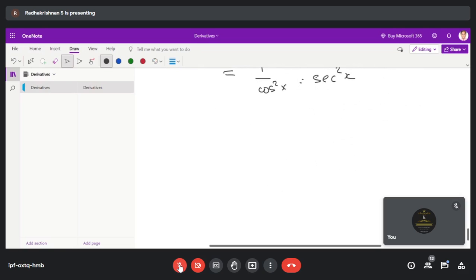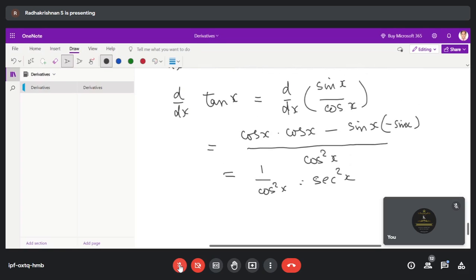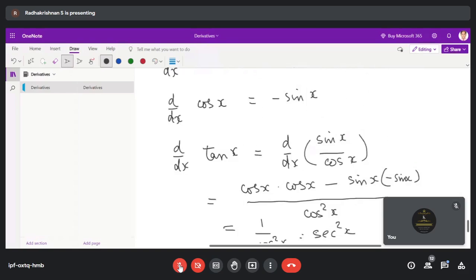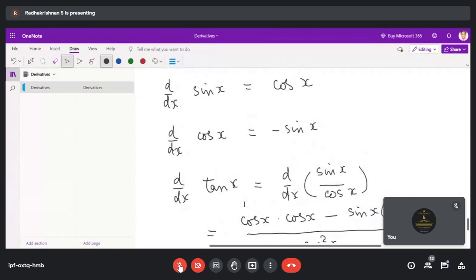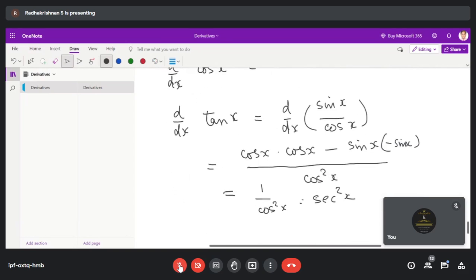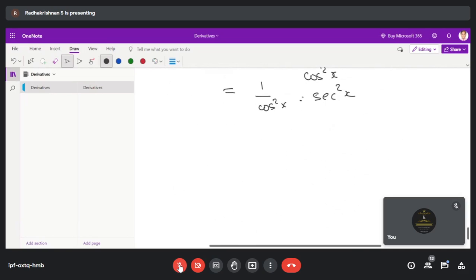Okay, so other things you can derive. You don't have to remember all those things, because all you have to remember is sin x and cos x. If somebody asks you what it is for cosecant x or cot x or things like that, you can simply write it in terms of sin x and cos x. All the others you can write in terms of sin x and cos x and apply the quotient rule or product rule, as the case may be.